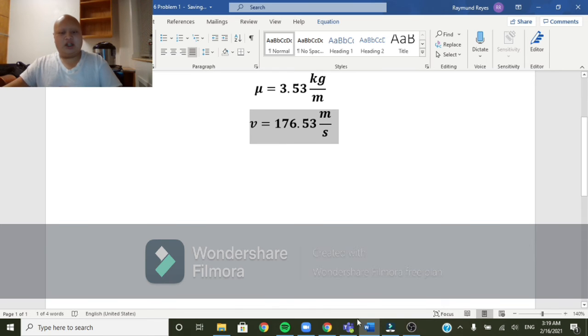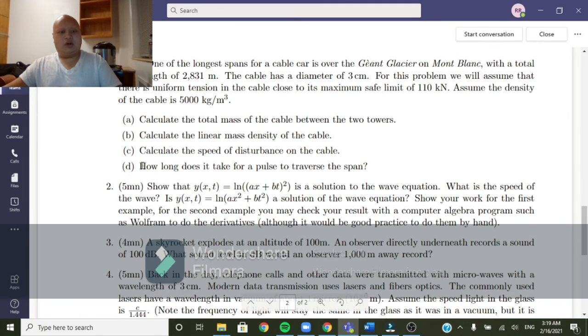Now for part D, we are looking for how long it takes for a pulse to traverse the span of the cable for the cable car that goes through the Geant Glacier on Mont Blanc. It's been a long time since I've been threatened by a green bird to speak French.